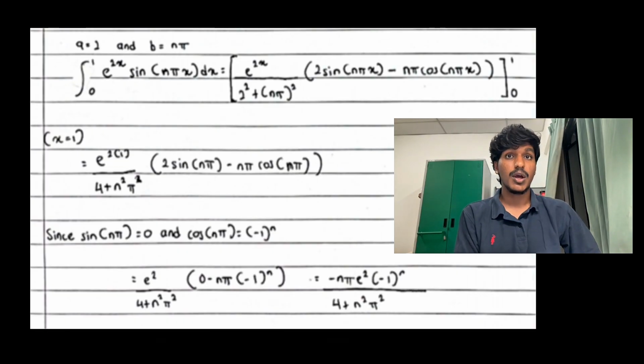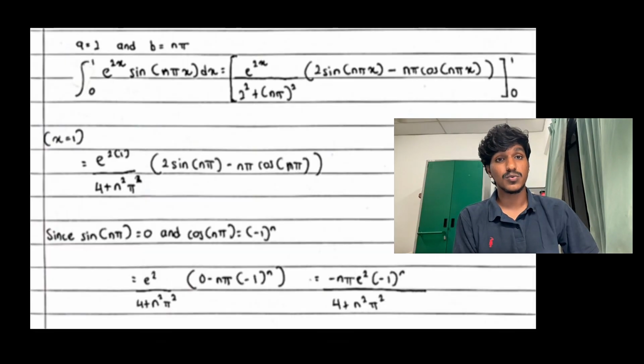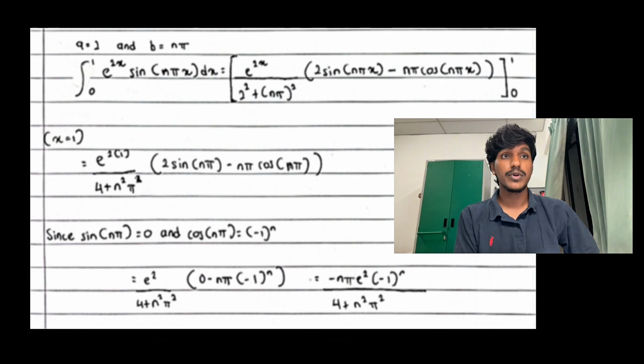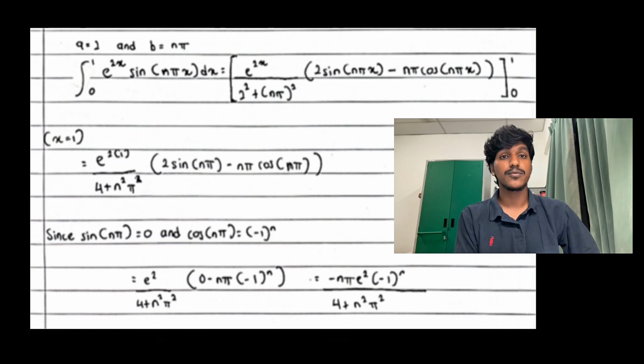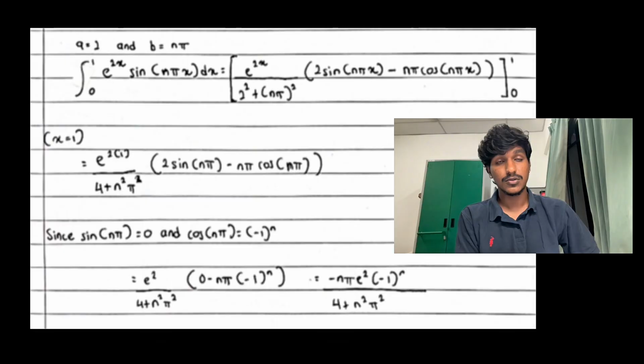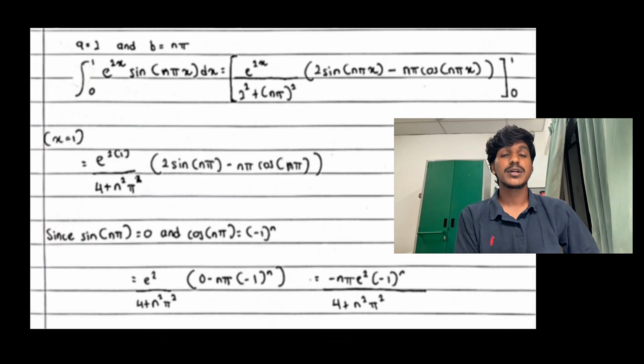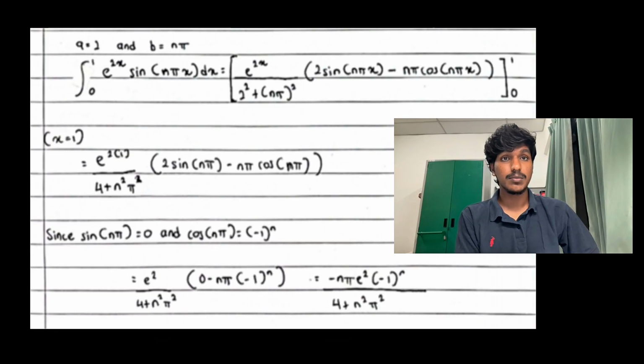Next, we need to evaluate this expression at our upper limit of 1 and our lower limit of 0. When we plug in x equals 1, the sine term becomes sine n pi, which is always 0. The cosine term becomes cos n pi, which simplifies into negative 1 to the power of n. When we plug in x equals 0, sine 0 is 0 and cos 0 is 1. And we subtract the lower limit from the upper limit and multiply by our outside constant of 6. Everything condensed beautifully into our final value of bn.